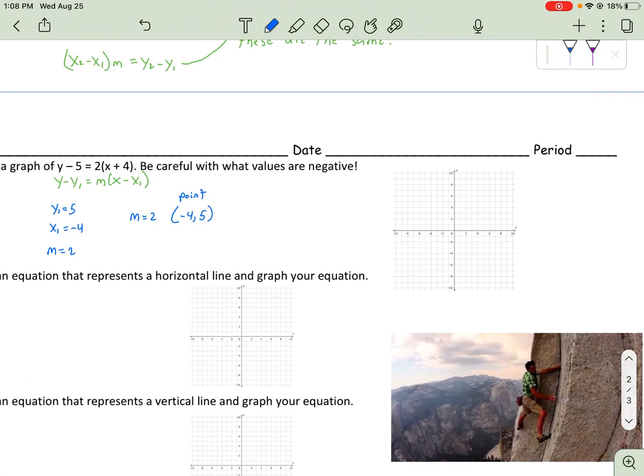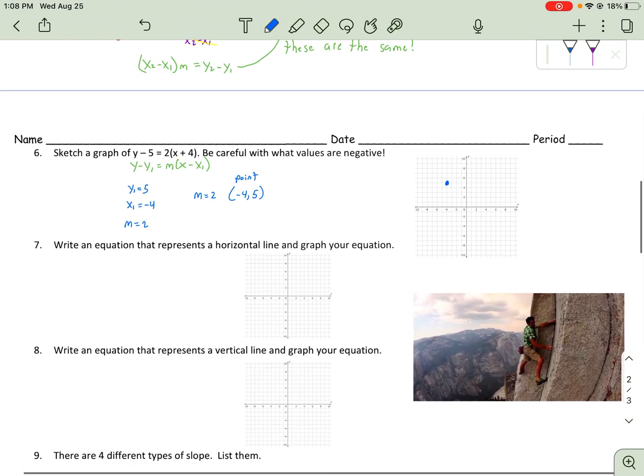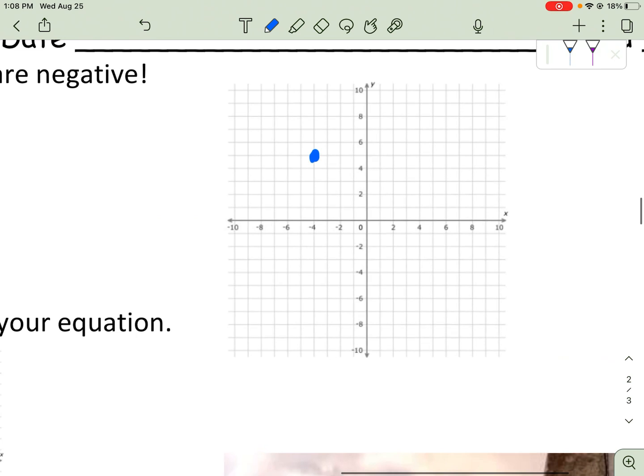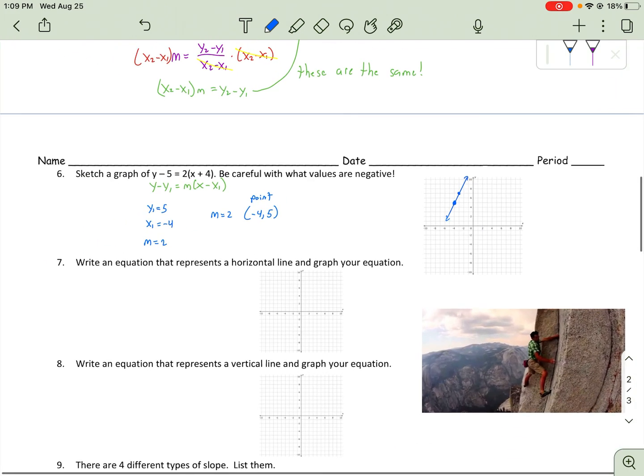Okay, so now we can graph that. I already have a grid over here. So we have the point negative 4, 5, which is going to be right here. And we have a slope of 2, which means rise 2, run 1. So up 2 over 1. And that's all you need is 2 points, as we said at the very beginning of this problem set. Draw your line through those 2 points, and you're done. That is a sketch of that line.